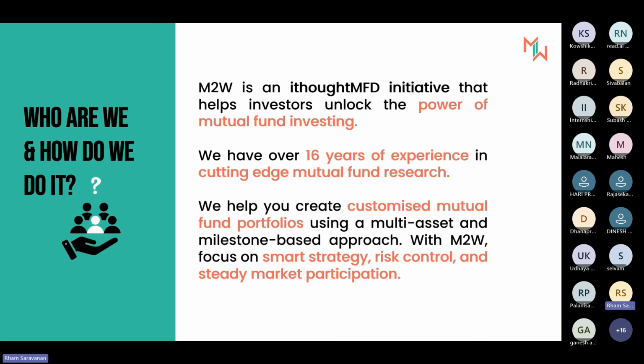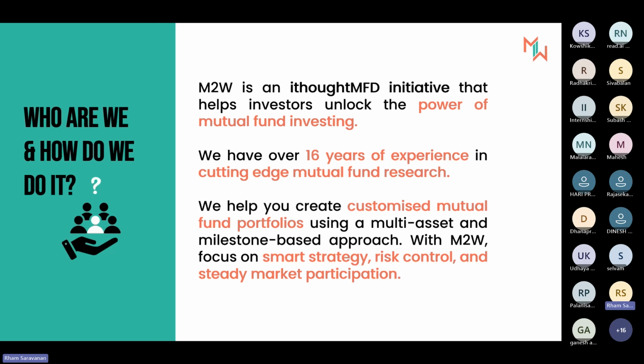Instead of asking which fund will perform best this year, we ask a better question: what is the goal? When is the money needed? How much risk is appropriate along the way? With MPW, the focus stays firmly on smart strategy, risk control, and steadier participation in the market. We help investors remain invested during volatility and not lose direction during corrections. In short, we don't promise perfection, we promise process. That's very important. Over time, a strong process is what converts investing into long-term wealth.